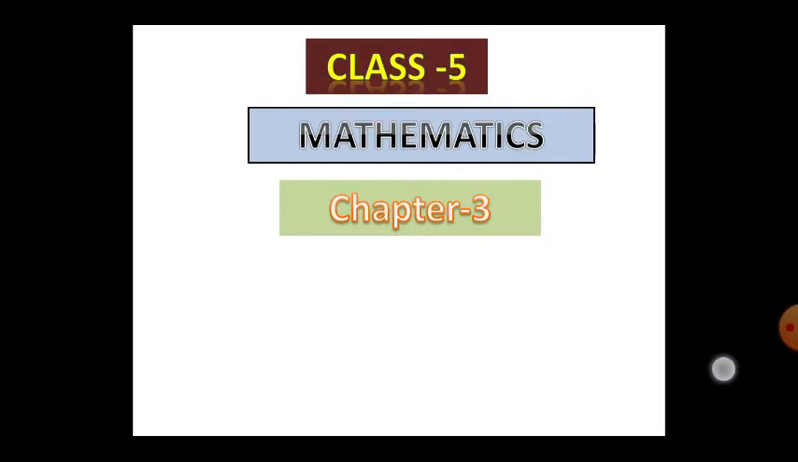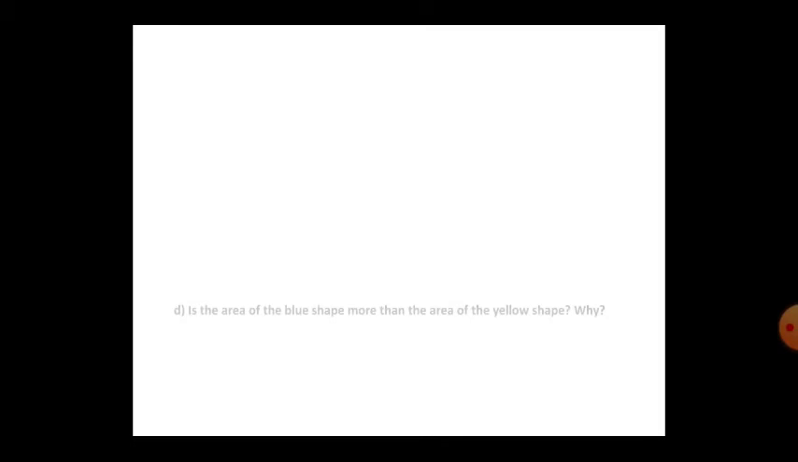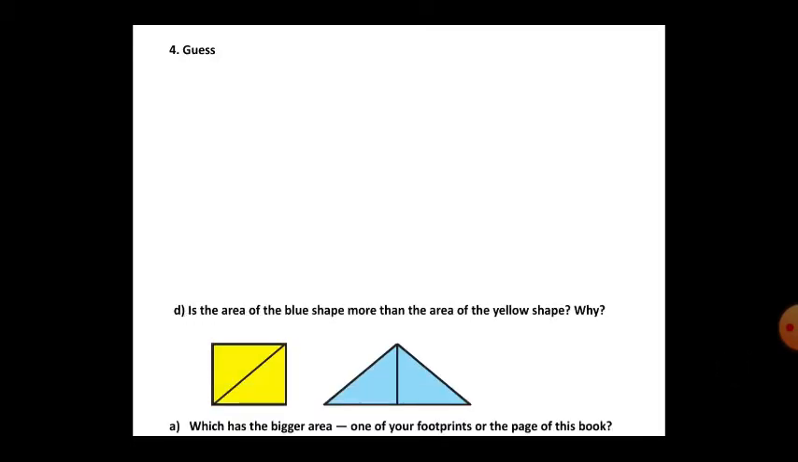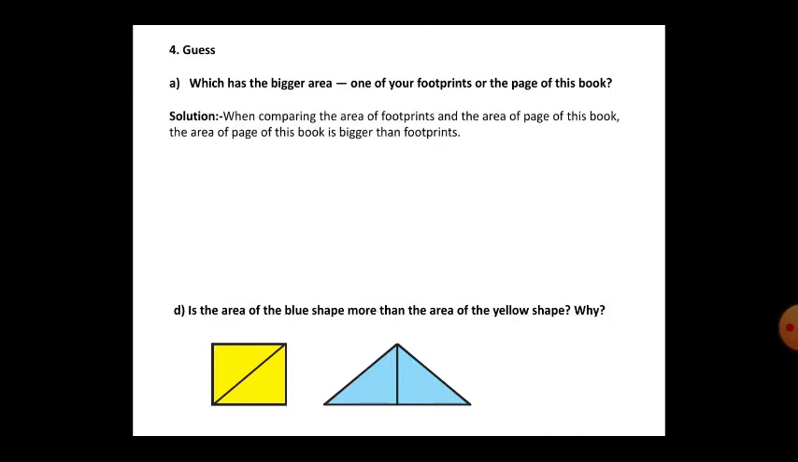In your previous class, we already started chapter 3, that is How Many Squares. Let me continue that only. Guess which has the bigger area, one of your footprint or the page of this book. Say, for example, in your maths textbook. When comparing the area, you have to compare both. The area of the pages of the book is bigger than the footprint.